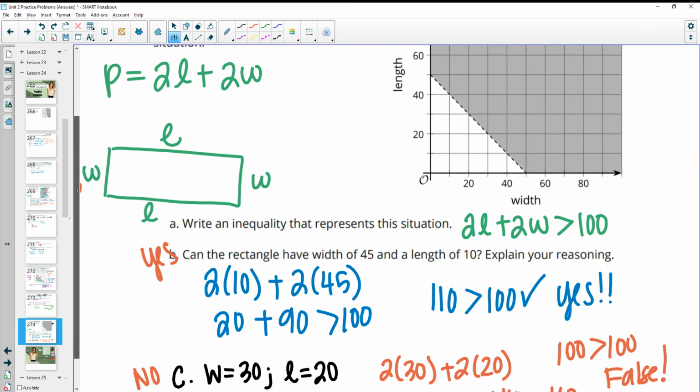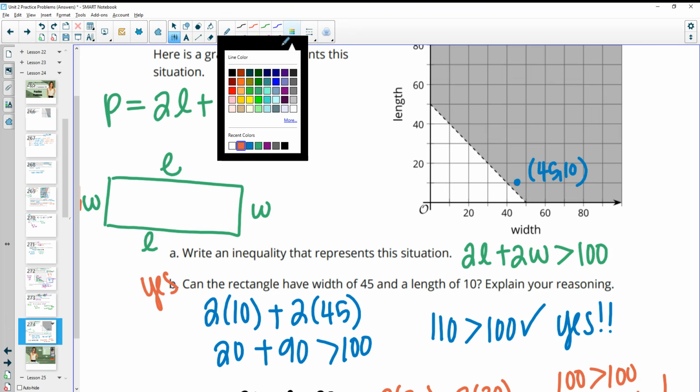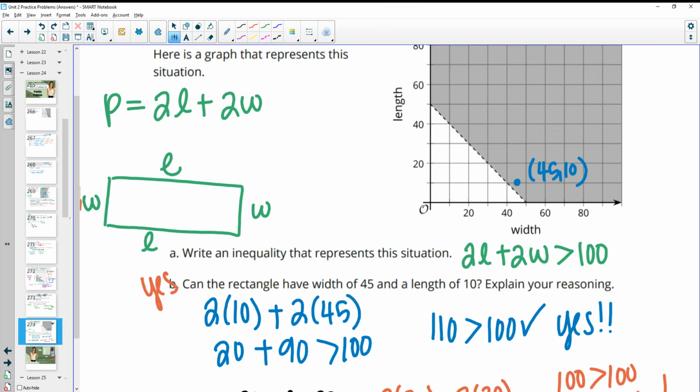And you can look at this graph here too. So you can go to 45 and then 10 and see that that one worked. And let me make that blue. So this is the 45, 10. It's in the shaded region. And then the width of 30 and the length of 20 we see is on that boundary. So then 30, 20 would be no, since it's on the boundary versus the shaded region.